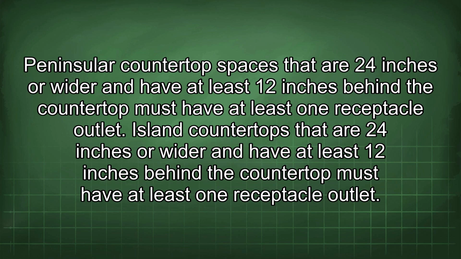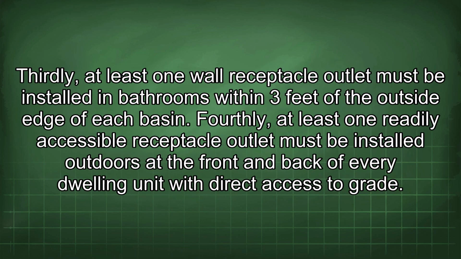Thirdly, at least one wall receptacle outlet must be installed in bathrooms within 3 feet of the outside edge of each basin. Fourthly, at least one readily accessible receptacle outlet must be installed outdoors at the front and back of every dwelling unit with direct access to grade.